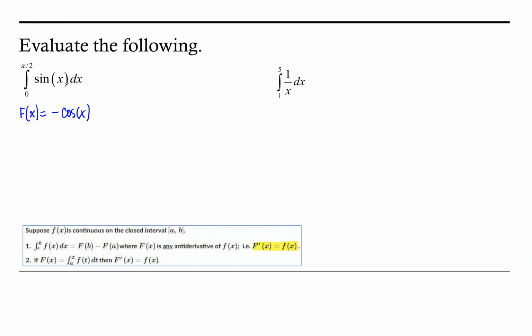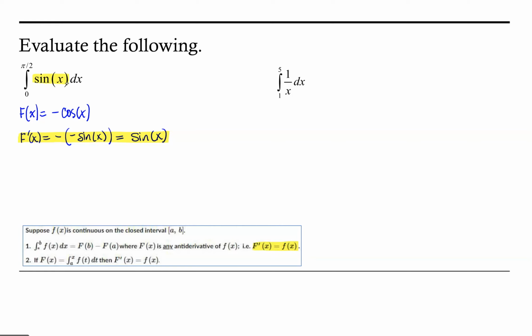If I were to take the derivative of my antiderivative here, I would have F prime of x is equal to negative, and now the derivative of cosine of x is negative sine of x, which does in fact end up giving us positive sine of x. So my derivative of my antiderivative matches the integrand I started with.